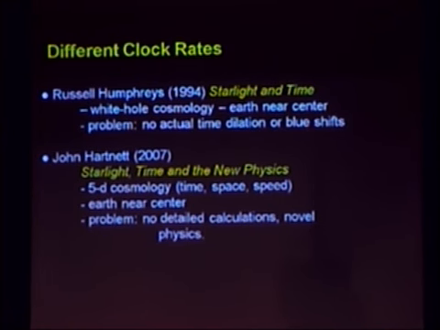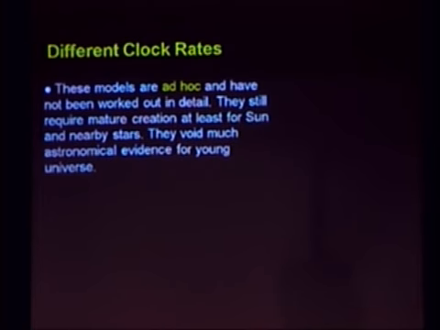Because if you have an expansion close to the Earth, you'd think that you still have some consequences of that that are left. So the difficulty with these models is that they are what I call ad hoc, that they're sort of invented to explain the observations, but they don't really predict any new observations. And they still have to be worked out in detail. Another difficulty is that for the nearby objects, such as the sun and the closest stars, maybe even our galaxy, they still need mature creation.